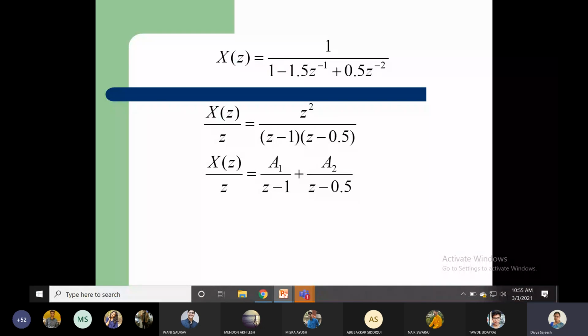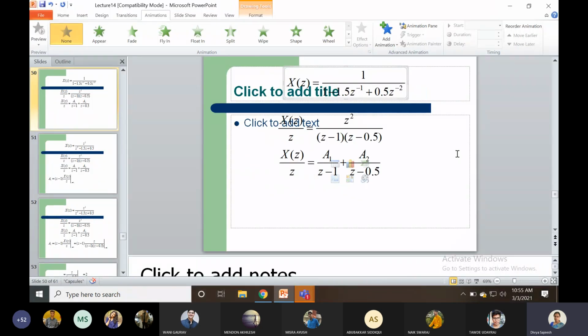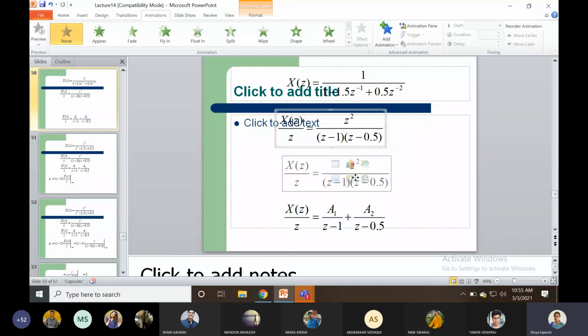So this is the equation, that is 1 upon 1 minus 1.5 Z inverse plus 0.5 Z square. So what is the first step you will do? You have to take Z raised to minus 2 from the denominator out.